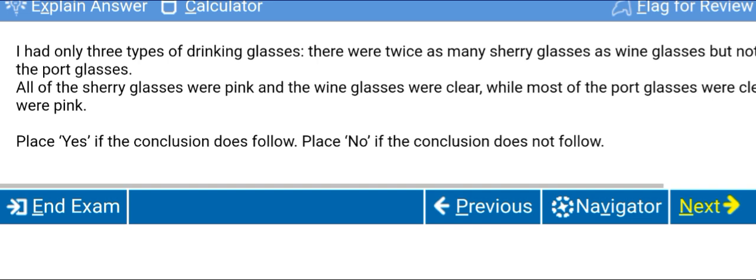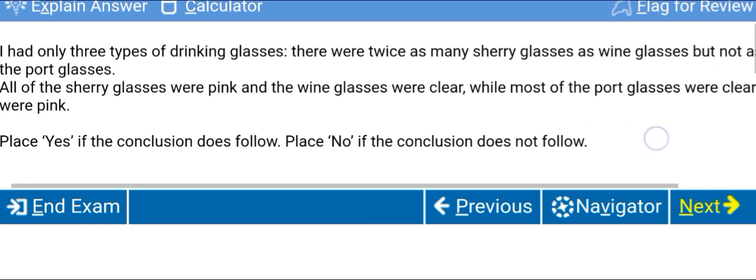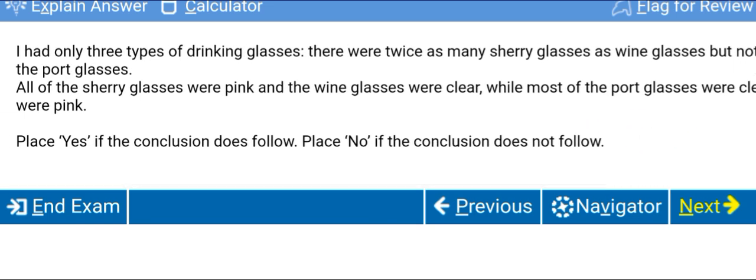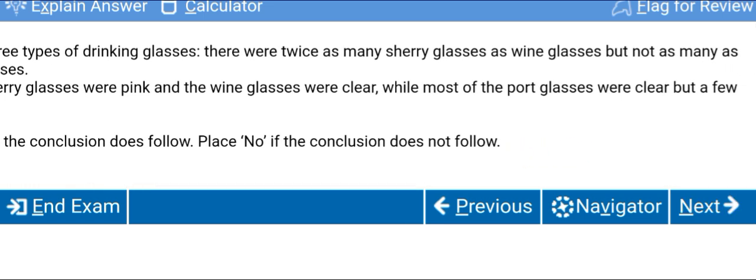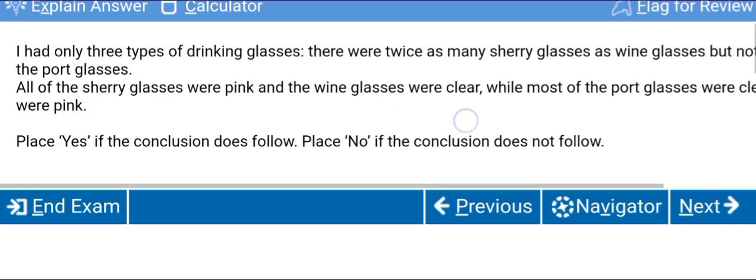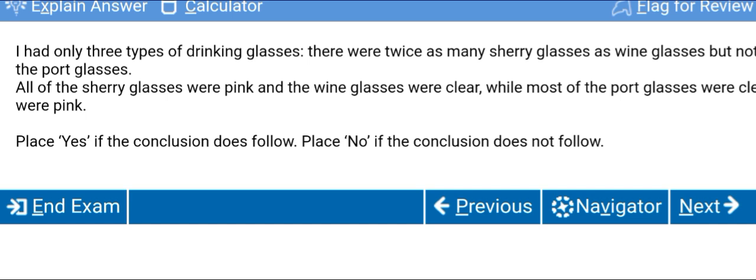I had only 3 types of drinking glasses. There were twice as many sherry glasses as wine glasses, but not as many as the port glasses. All of the sherry glasses were pink and the wine glasses were clear, while most of the port glasses were clear, but a few were pink. So place yes if the conclusion does follow, and place no if the conclusion does not follow.